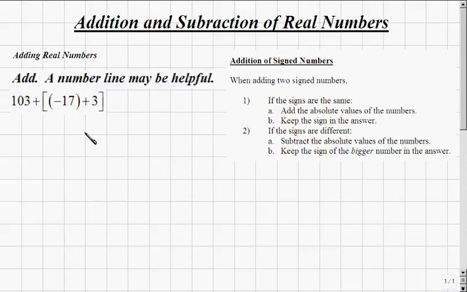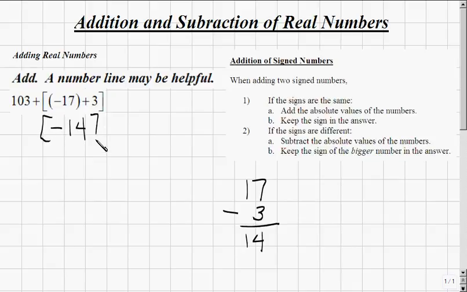So let's subtract the absolute value of these numbers. The absolute value of negative 17 is positive 17, and the absolute value of 3 is 3. Subtracting these, we'll get 14. That means negative 17 plus 3 becomes 14 so far. The sign of our answer is the sign of the bigger number. And since 17 is larger than 3, and it's negative, our result is negative. So negative 17 plus 3 is negative 14.